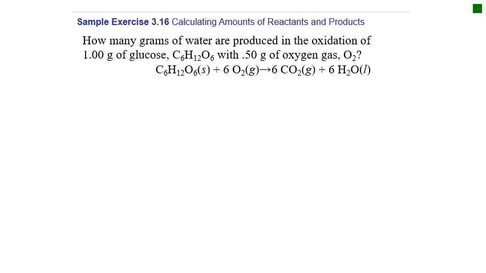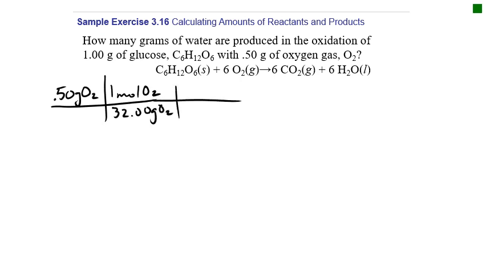So the first step in this process, I would take the 0.50 grams of the O2 and I would divide by its molar mass. So I divide once again by 32.00 grams. And then I now have my molar ratio, so I would take 6 moles of oxygen for every 1 mole of glucose, C6H12O6. And then for the last step, I'm going to convert the moles of glucose into grams of glucose, since that is what our other reactant is listed in.